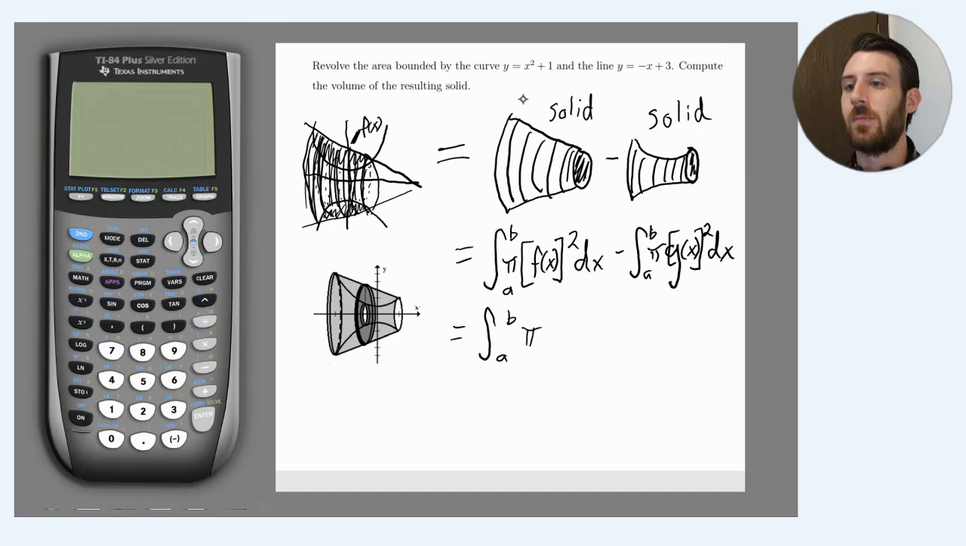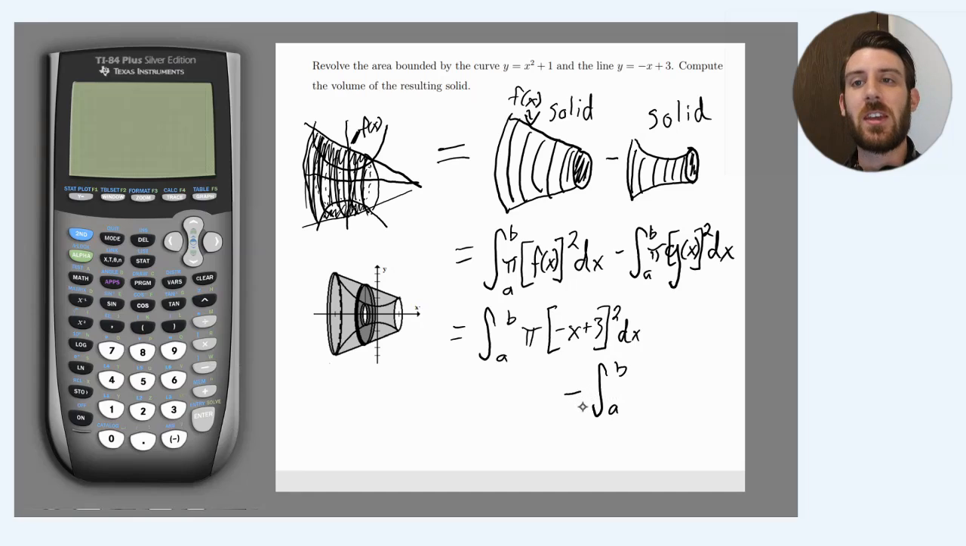So here we have, again, that f of x is going to be that outside function. We'll call that f of x. And then we're going to call the other one g of x. Well, now we can just simply plug in what I know. So f of x is going to be that outside function, which here looks like it's going to be the line. This is where a picture is really going to be helpful. And so we're going to write that in as the bracketed negative x plus 3.